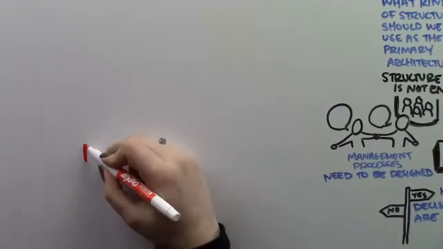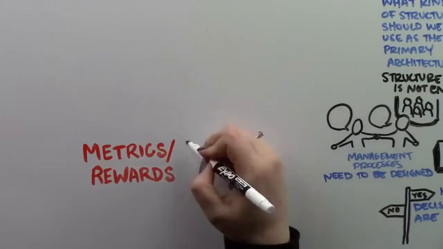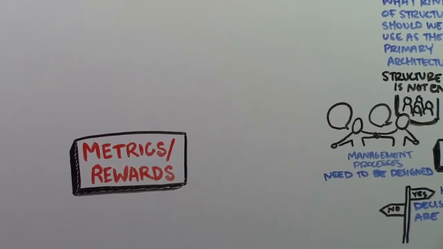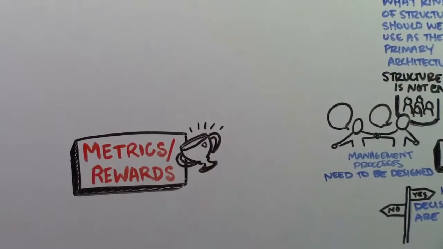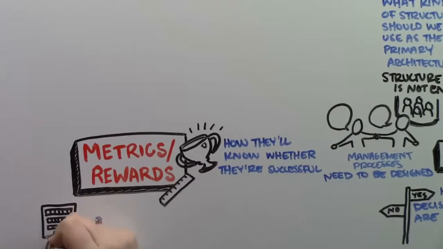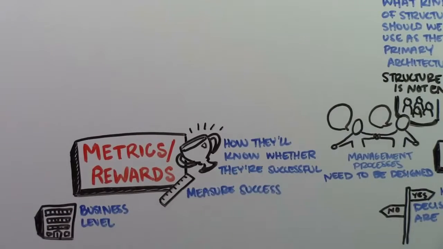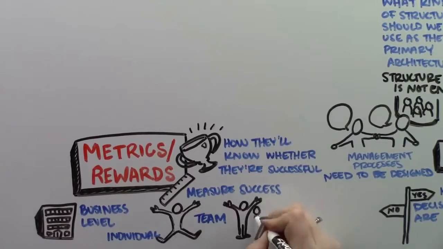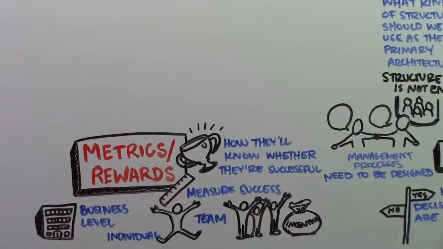Third, we need to consider metrics and rewards, which are often underutilized in organization design. Metrics and rewards tell people how they'll know whether they are successful. At a business level, we need to determine how to measure success. At an individual and team level, we need to create incentives that guide behavior to reach our goals.